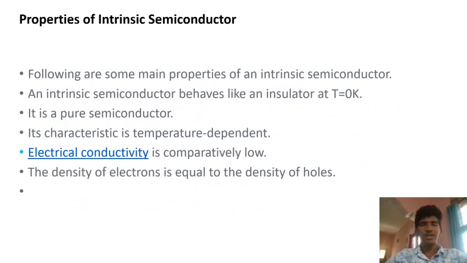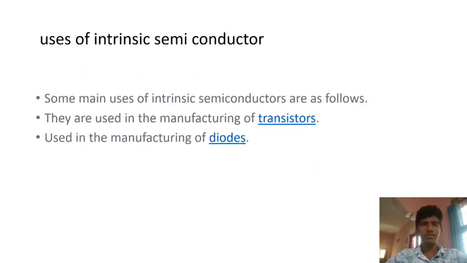Properties of intrinsic semiconductor. Following are some main properties of an intrinsic semiconductor. It behaves like an insulator at T equals 0 K. It is a pure form of semiconductor. Its characteristics are temperature dependent. Electrical conductivity is low. The density of electrons is equal to the density of holes.